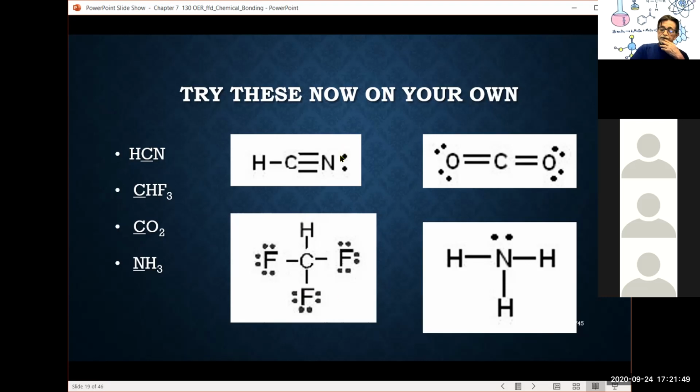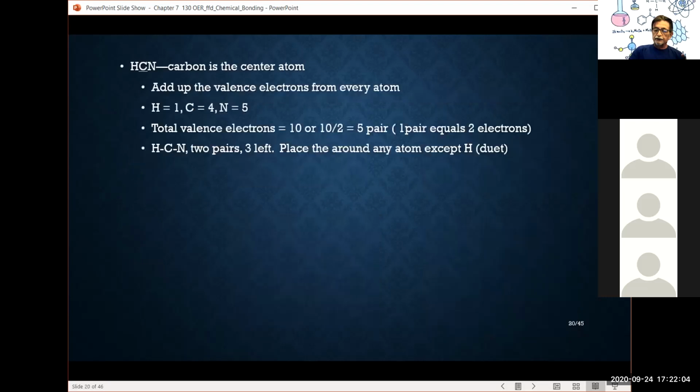Okay. Don't mistake in HCN that lone pair on nitrogen as the lone pair on the central atom, because the central atom for HCN is carbon. All right, so we did that example.